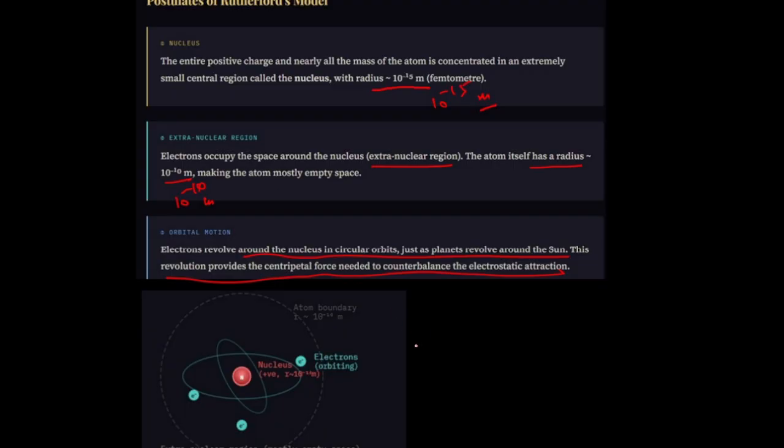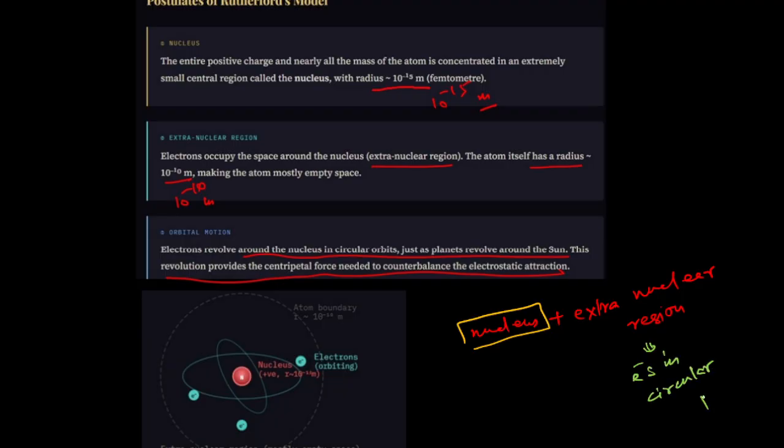So there is the nucleus and there is the extranuclear region. The extranuclear region is the portion outside the nucleus, the remaining portion of the atom, where the electrons are revolving around the nucleus in circular paths. In the nucleus, what do we have? It has the mass of the atom, and it has positive charge.